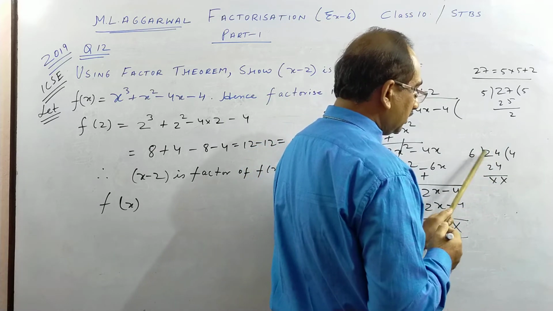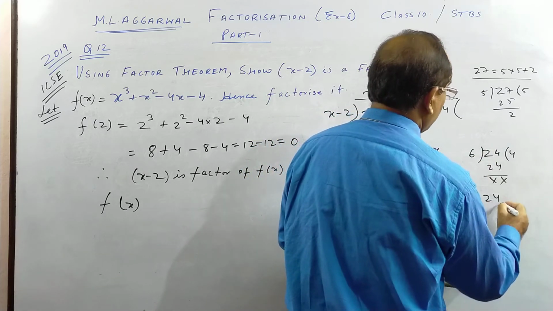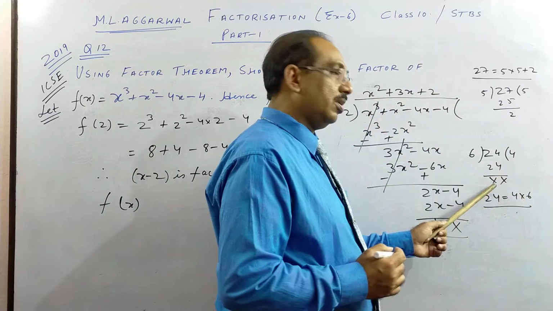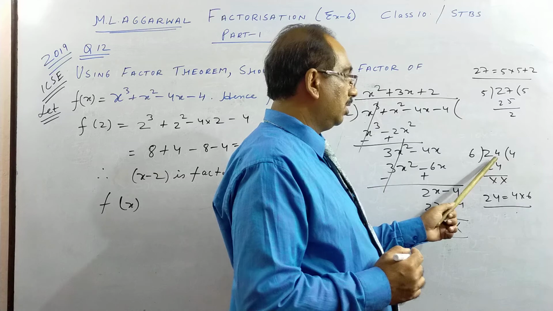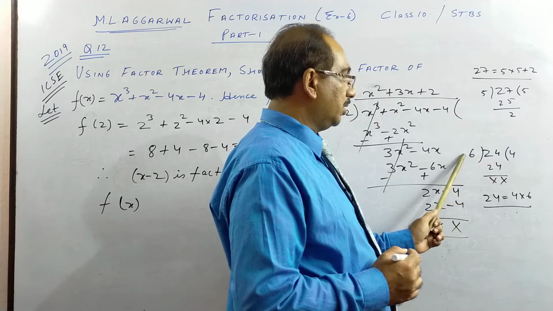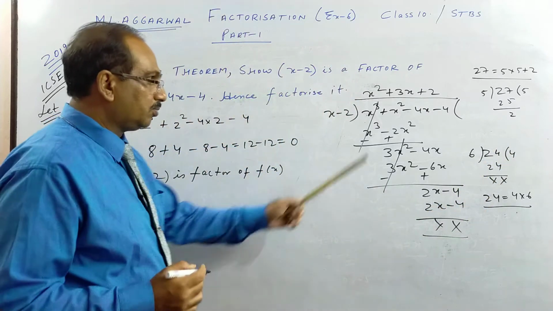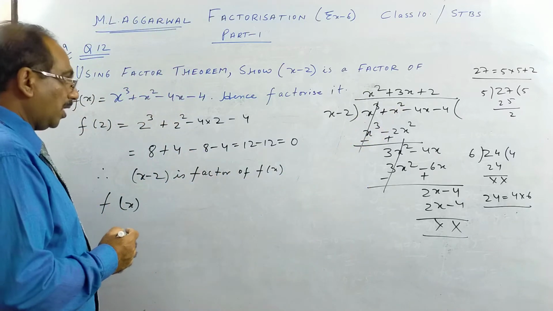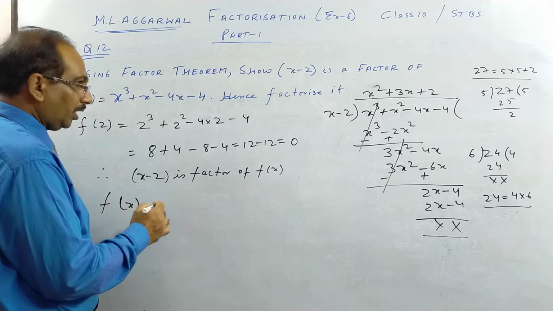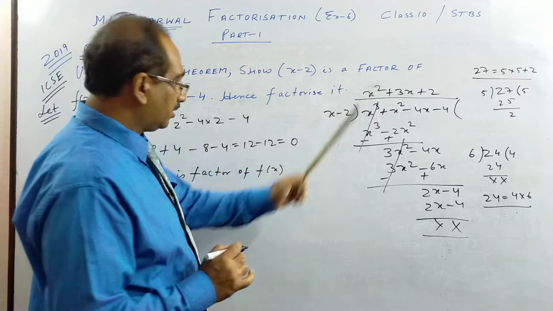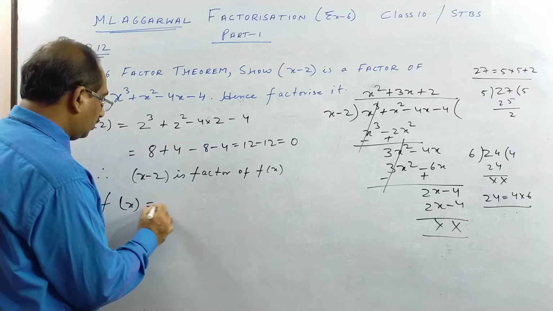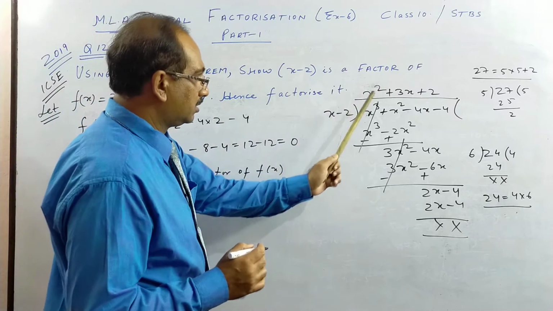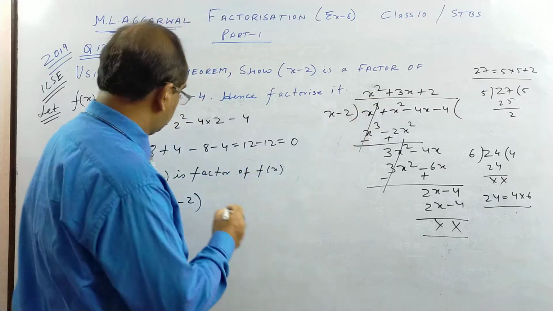But when 6 is a factor of 24, we know 24 is 4 into 6. So when your remainder is 0, then dividend is equal to divisor into quotient. This is what we will do: this is actually this into this. Because we have to factorize this also, you can factorize before.